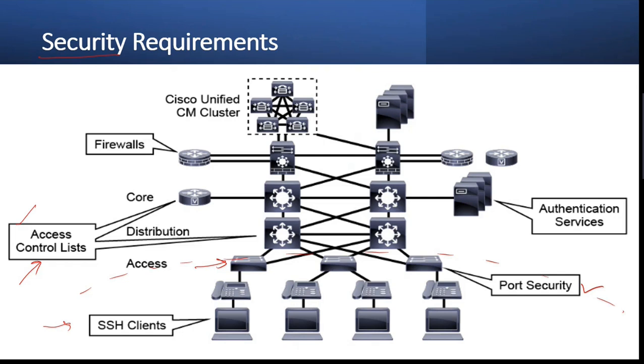For authentication of the devices, use authentication servers like AAA, RADIUS, TACACS, and so on. Firewalls should be used if you have a large enterprise, especially on the core when you are connected to outside networks. It is important to do the filtering and allow only the authorized traffic to cross the network. So a firewall is required there. So these are some security requirements: SSH, port security, access control lists, authentication servers, and firewall.